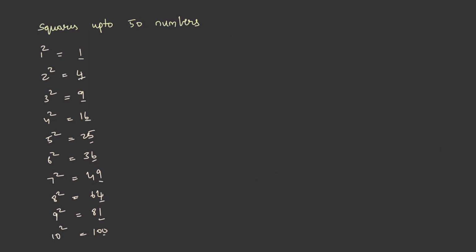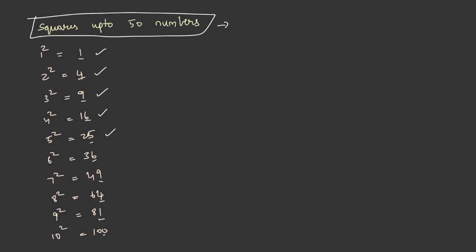But in order to find the square roots, it is necessary that you memorize the squares up to 50 numbers. It might be a bit difficult task, but keep in mind this will be a big advantage when you solve questions. Here you can observe I have given squares of 1 to 10 natural numbers. If you can look at the units digit of every term here, you can observe a similarity.